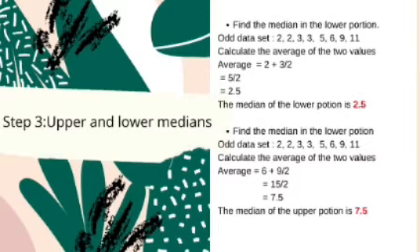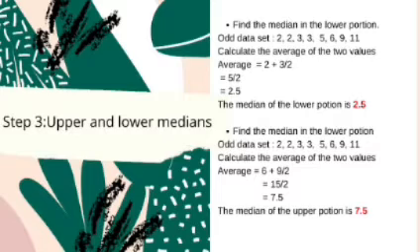Step number 3. Upper and lower medians. Once we have found the median of the entire set, we can find the medians of the upper and lower portion of the data. If the data set has an odd number of values, we will omit the median or centermost value of the set. Afterwards, we will find the individual medians for the upper and lower portion of the data.